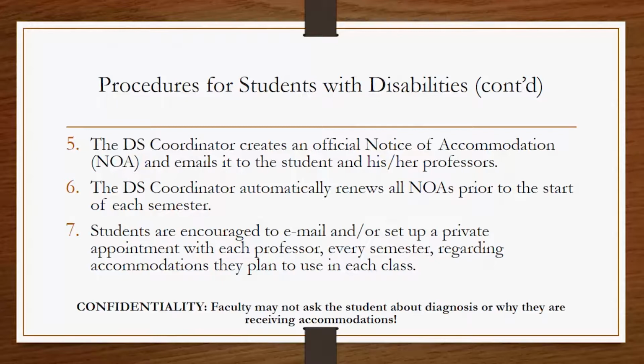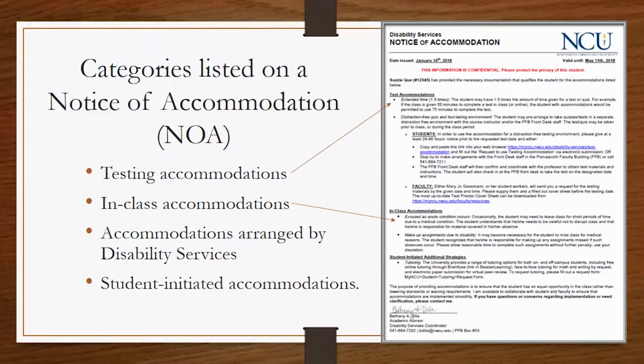So students are encouraged to email and/or set up a private appointment with each professor every semester regarding accommodations they plan to use in each class. Now that you know how the registration process works and what a Notice of Accommodation is, I'm going to talk about the different categories you may see listed on a Notice of Accommodation, which is shown on the right side of this slide. An NOA lists all academic accommodations the student is eligible for. He or she may choose to use some in certain classes and not in others.